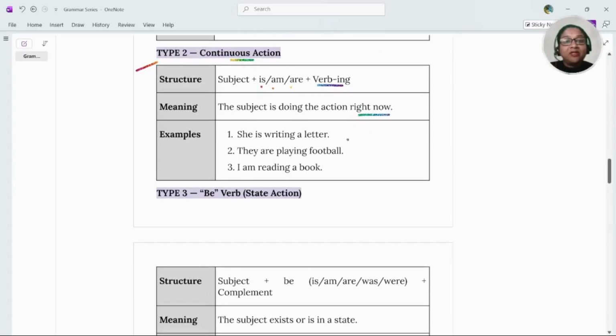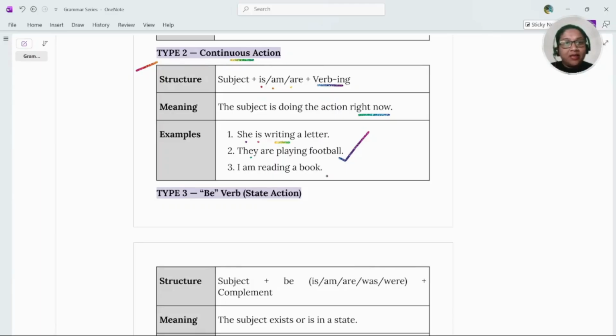All right, so let's quickly look at some examples for better understanding. She is writing a letter. See this? Am I right? The next example, they are playing football. Beautiful. They are playing football. Again, something that's going on. Some action that's really taking place right now and in the ing form. I am reading a book. I'm doing it right now.